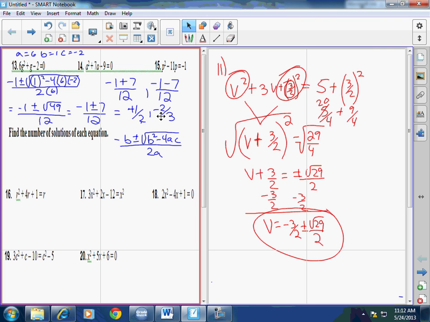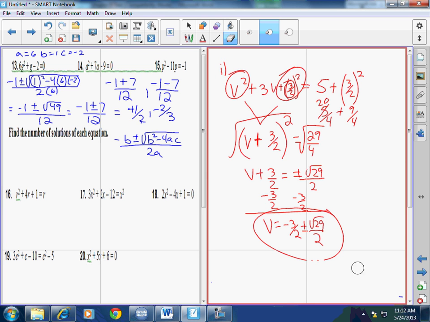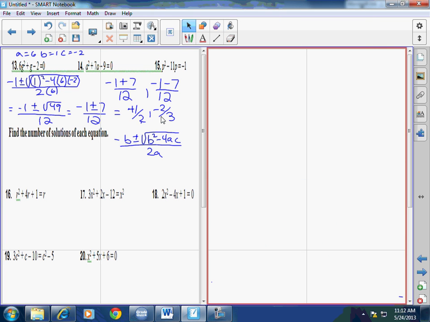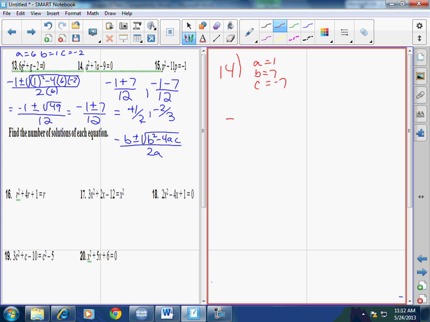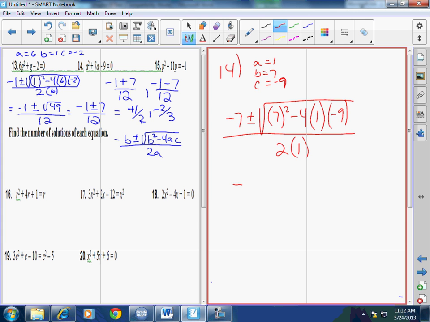Okay, let me do 14 on the other screen. Excuse me. Okay, so 14. I've got A is 1, B is 7, and C is negative 9. Negative B plus or minus, because it's negative B. Negative 9, yeah. Negative B plus or minus square root of B squared minus 4 times A times C over 2 times A. This is negative 7 plus or minus square root of 49 plus 36.